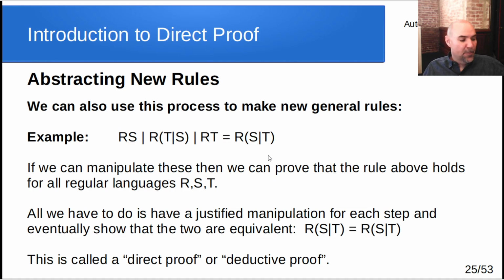So that kind of ability to prove something about a whole class of things or something more abstract is really powerful. And that's called a direct proof. Sometimes it's called a deductive proof, but the idea there is the same, that we're justifying our steps that we're taking one at a time, going through this chain of steps to get to something that we want to get to.